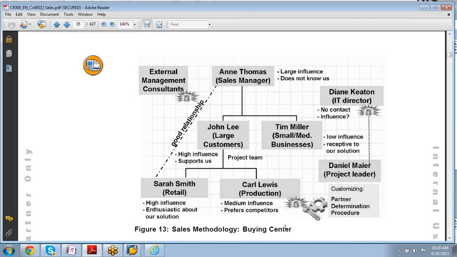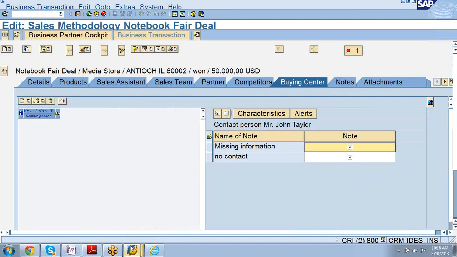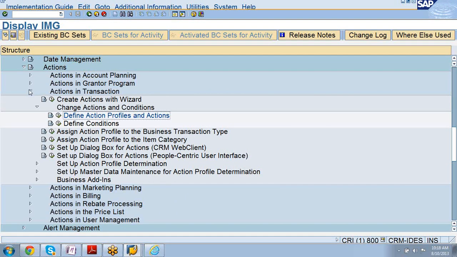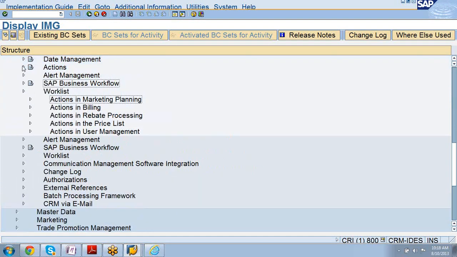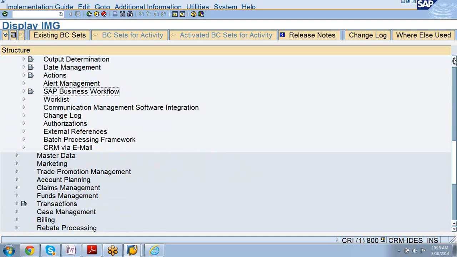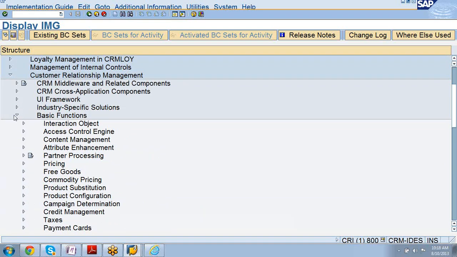And do remember, partner determination procedure is very important in the buying center. Partner determination procedure is very, for example, you write the partner determination procedure we use in the methodology. Again, we can replicate.